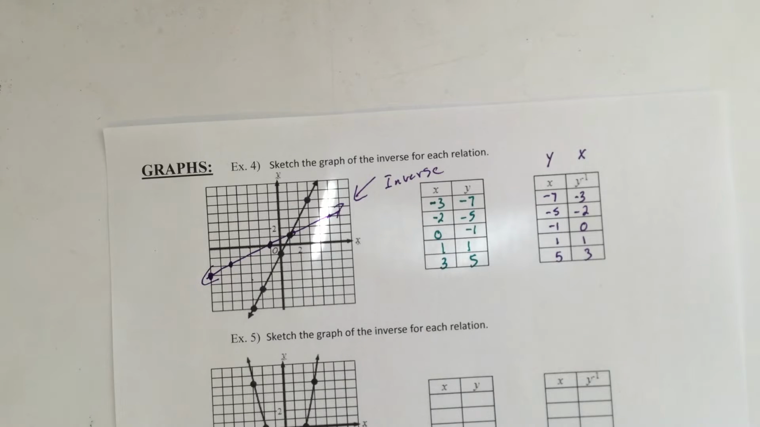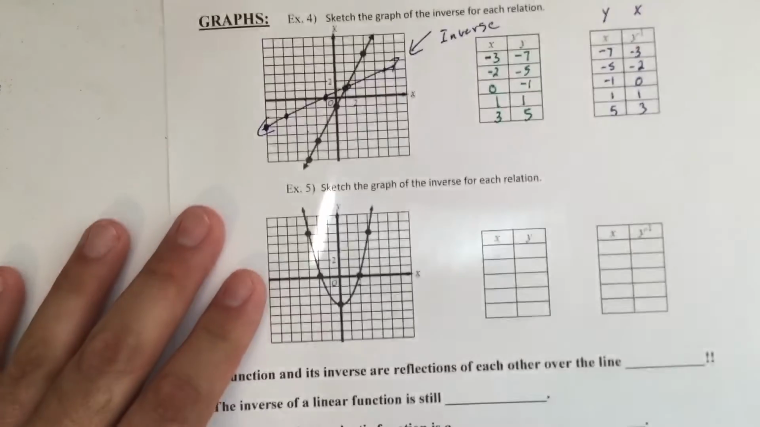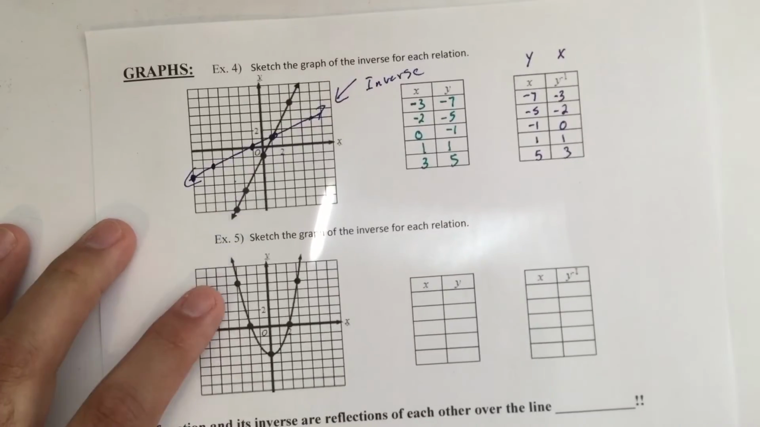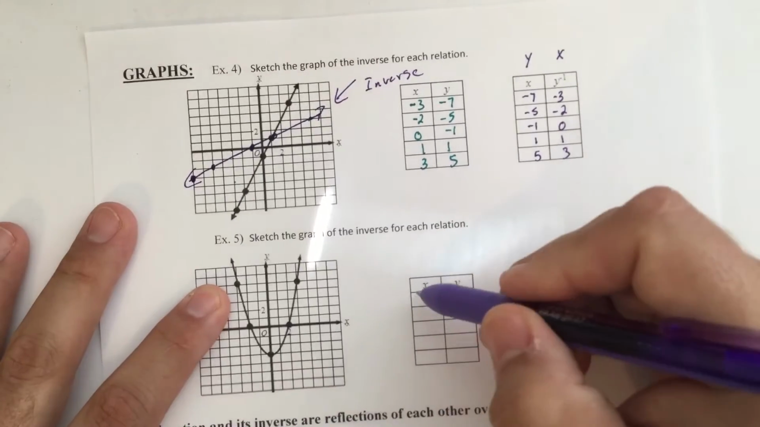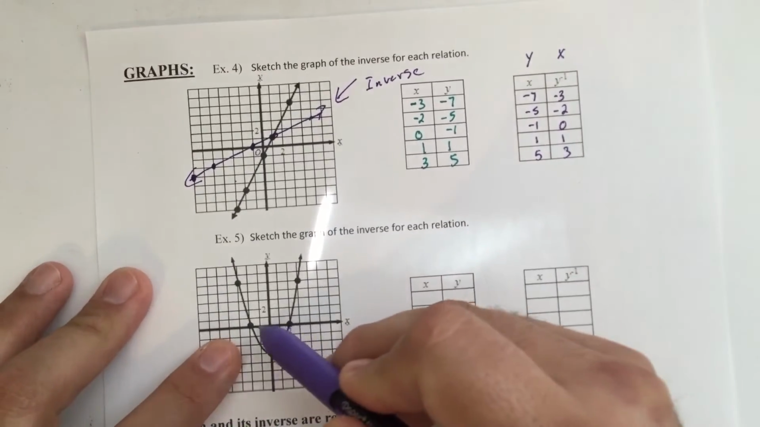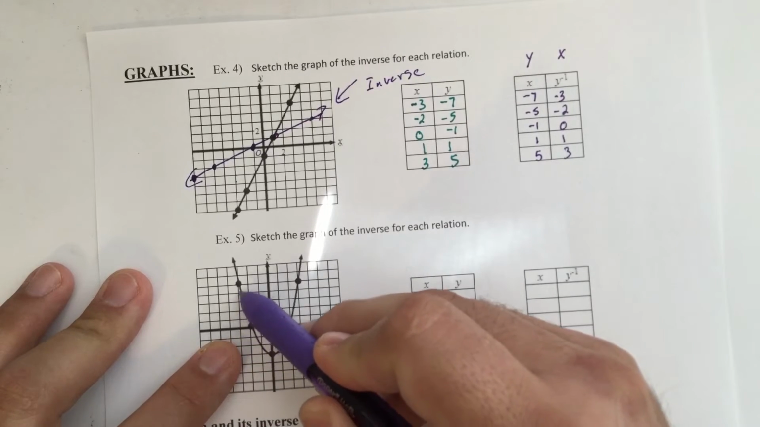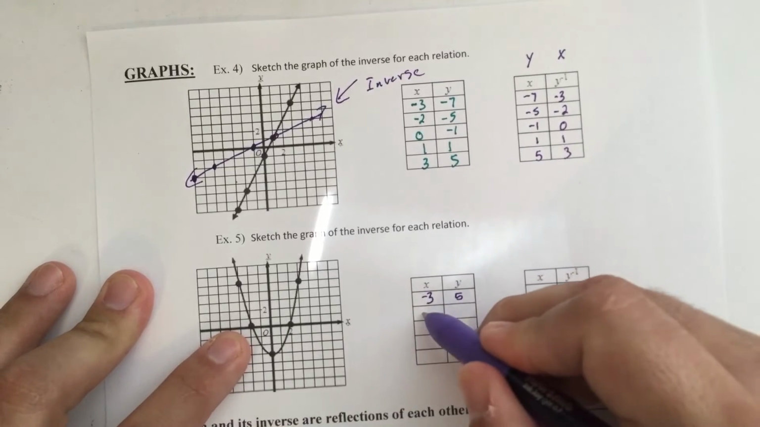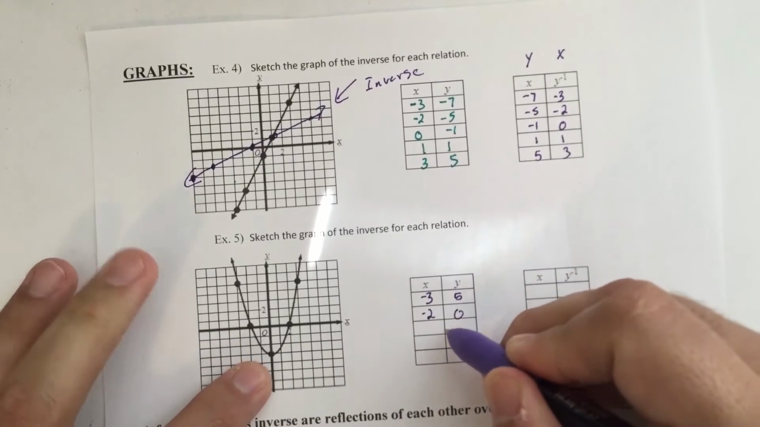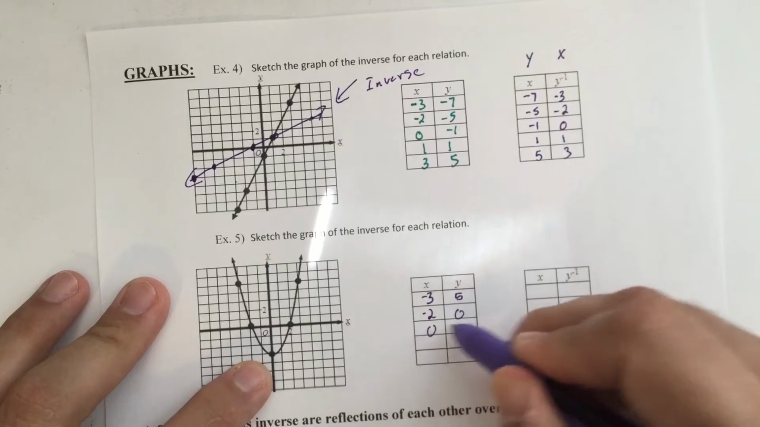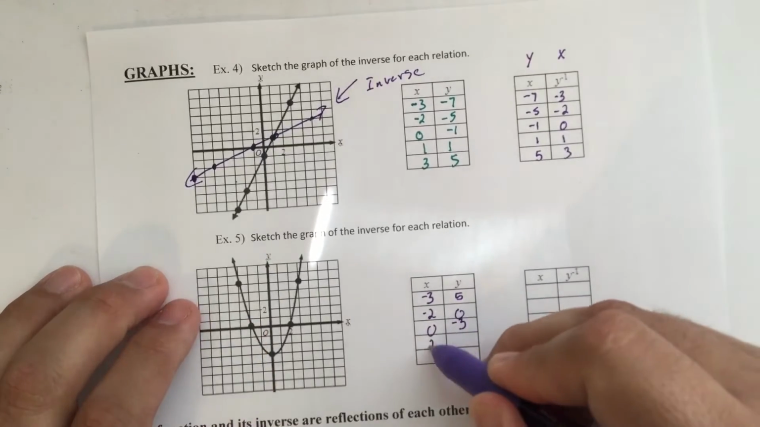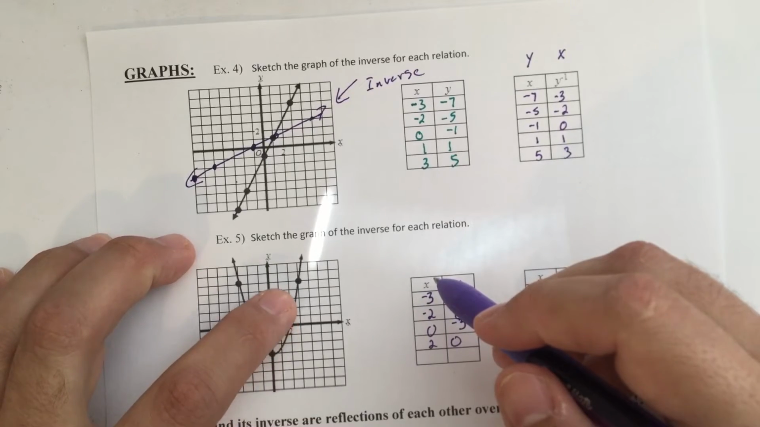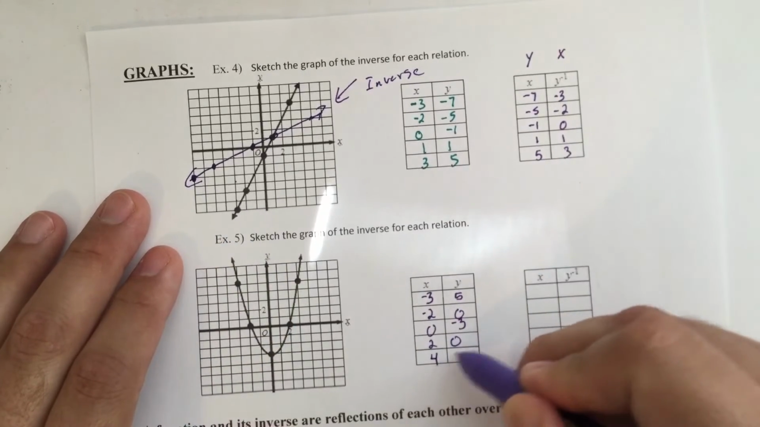All right, so now let's look again. Example number 5, sketch a parabola. Let's list our X and Y values. For our points, we got -3, 5, -2, 0, 0, -3, 2, 0, and then 4, 5.